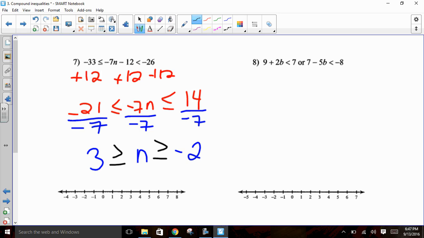Now I see correctly that 3 is larger than negative 2. We're all good in the hood. So I have a closed circle over negative 2. The reason it's closed is because this sign, which is the closest to the negative 2, is equal to. And a closed circle over 3 because the sign is equal to as well. My answer is just shading in the middle.